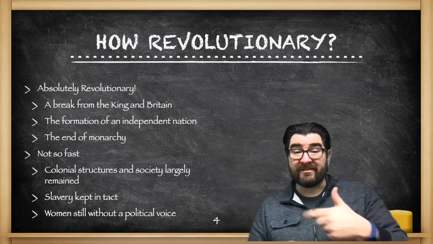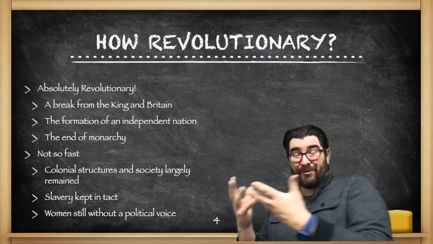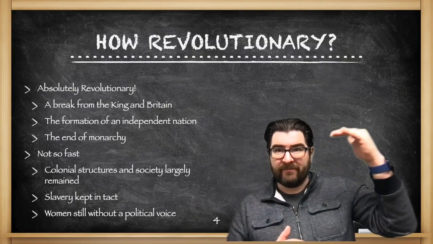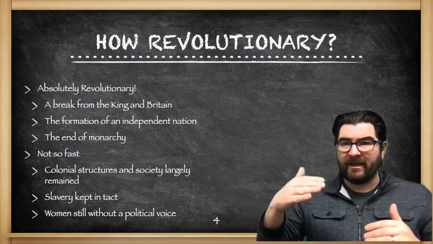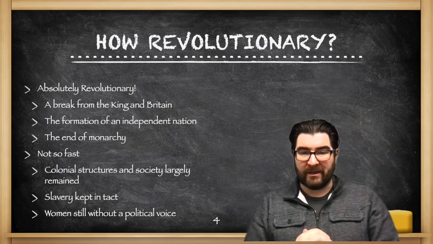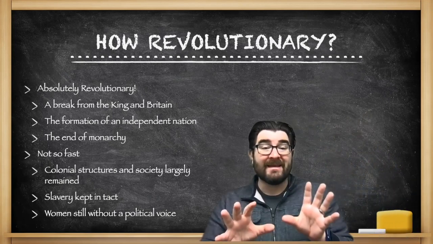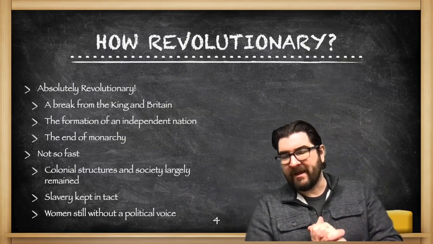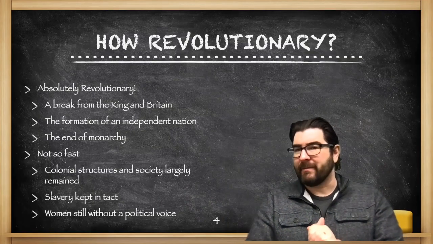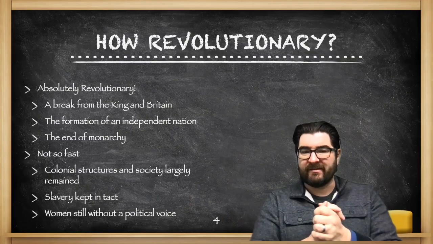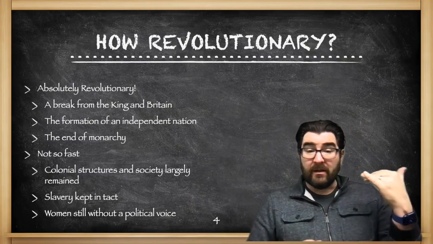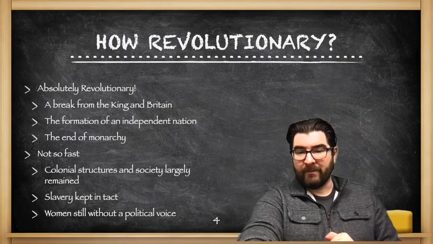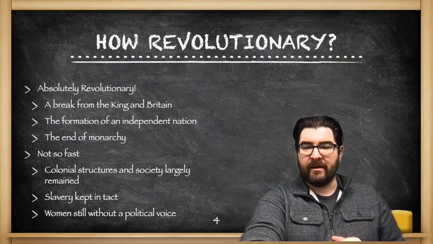Colonial structures in society will largely remain even after the revolution. The elite of the American colonies ended up being the elite of this new American republic. Slavery was kept intact and would remain a reality in the United States until the aftermath of the American Civil War in 1865. Women still have no political voice in the American government, just as they hadn't in the colonial governments.